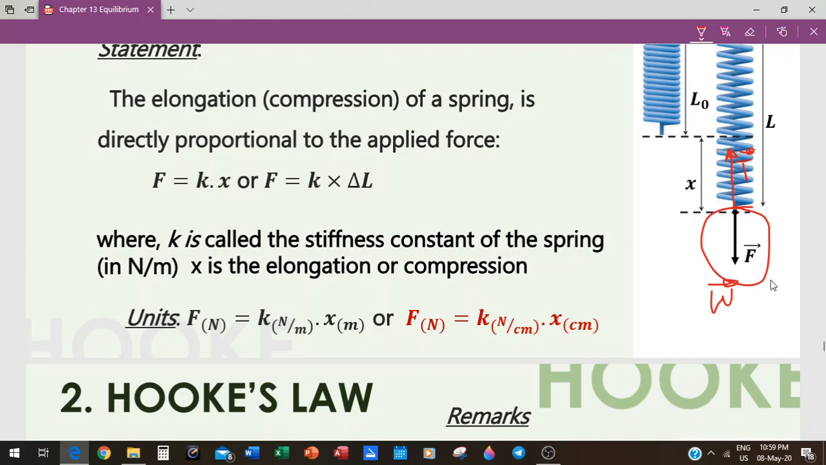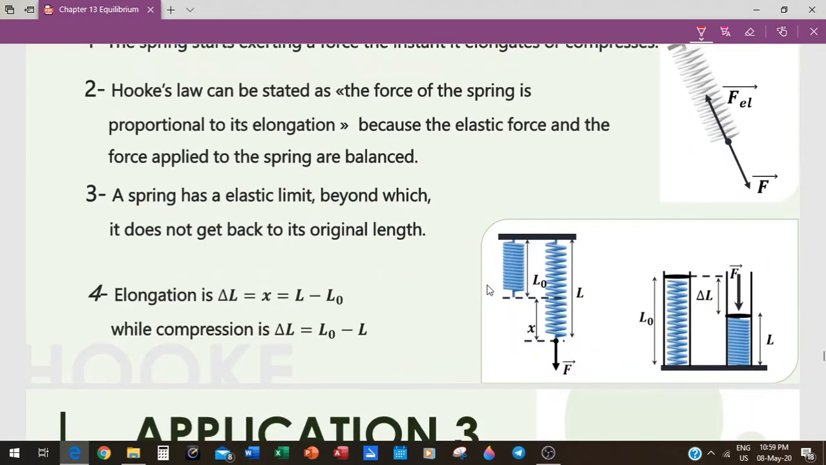But in general, we say that F is the applied force. We can name it W, we can name it T. These two forces, W and T, have the same line of action and the same magnitude, W equals T equals mass times gravity, but opposite directions. Okay.